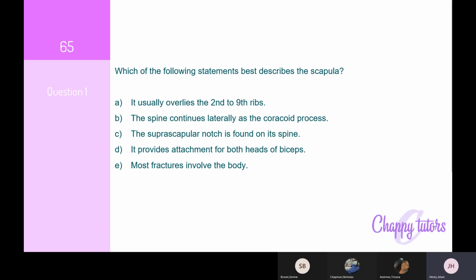Which of the following statements best describes the scapula? Is it A, it usually overlies the 2nd to 9th ribs? B, the spine continues laterally as the coracoid process? C, the suprascapular notch is found on its spine? D, it provides attachment for both heads of the biceps? Or E, most fractures involve the body?